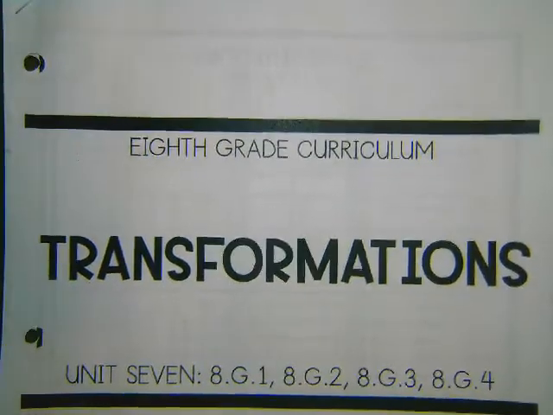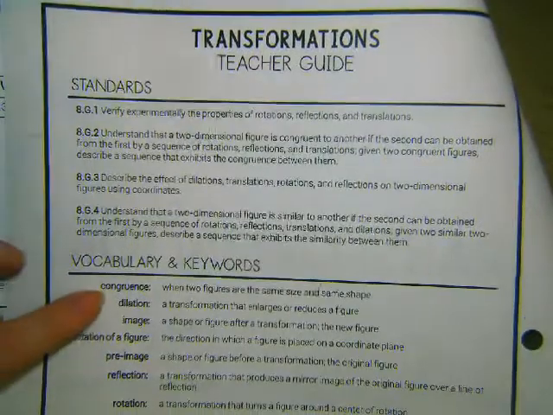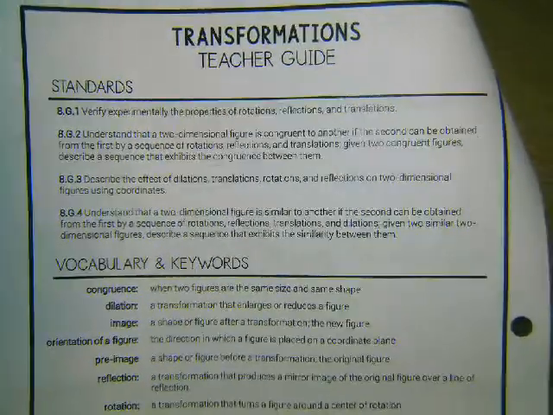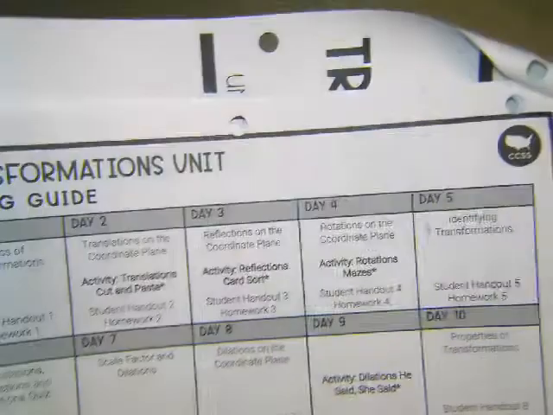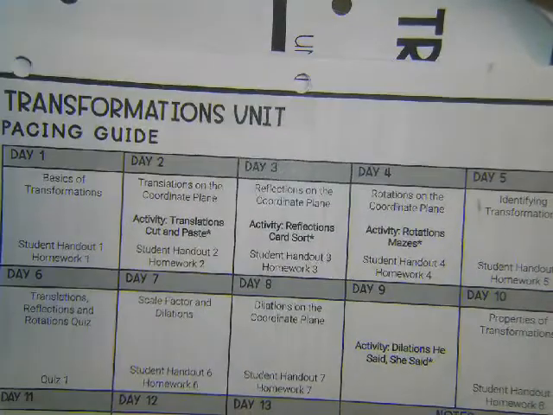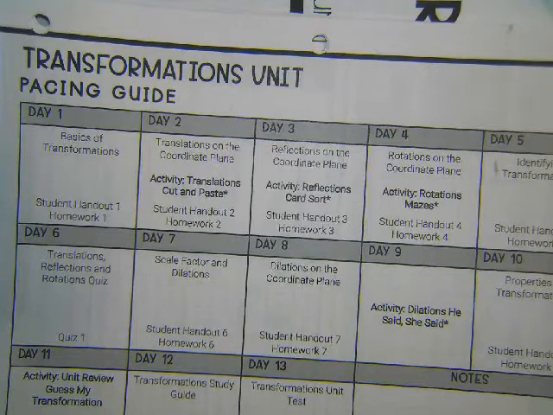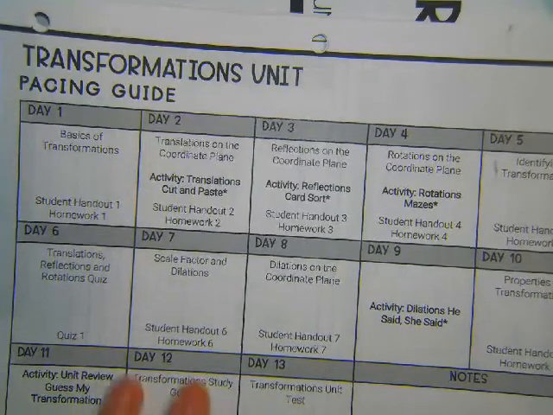These are transformations. Looking through our packet like we typically always will do, you have your standards at the beginning. We have all of our new vocab listed here. Go ahead and read through those, see if there's any that you guys have questions on. We have our pacing guide. Notice on our pacing guide, we have one quiz down here, and then we do have a test. This is a typical size unit. We have about, looks like 8 different lessons in this unit.